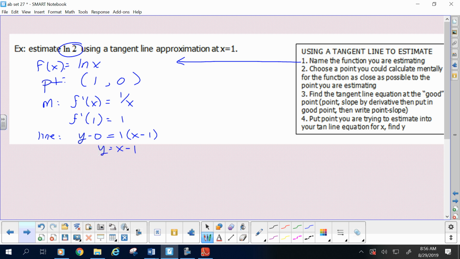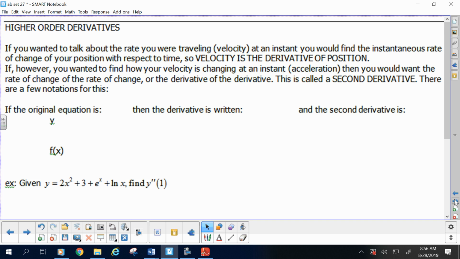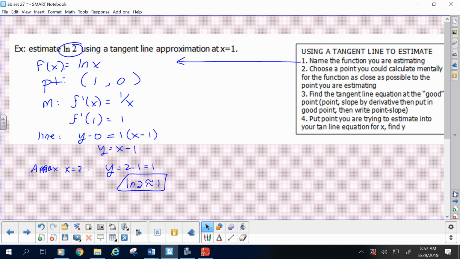Now we use it to approximate what happens when x equals 2. If x equals 2, then y is 1. So we would say that the natural log of 2 should be close to 1. Not equal to, it's an approximation, but close to. You follow?